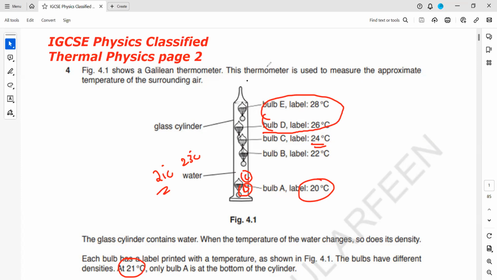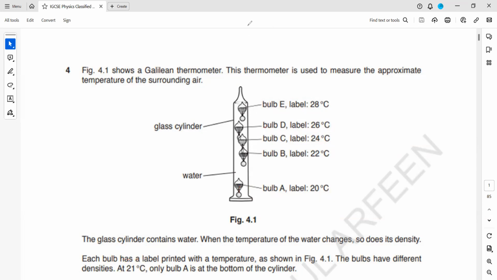So what could be the temperature? The temperature of the water will be, that's right, 25. Because the idea is that these labels show that at 20 degrees A will sink, at 22 degrees B will sink, at 24 degrees C will sink. So the temperature should be 24 or above. As they ask for a range, we can mention a range like 24 to 26, as D's, because in the question they ask to state the temperature range.